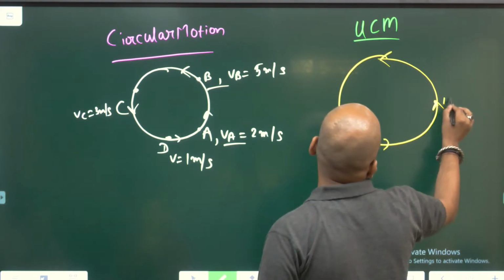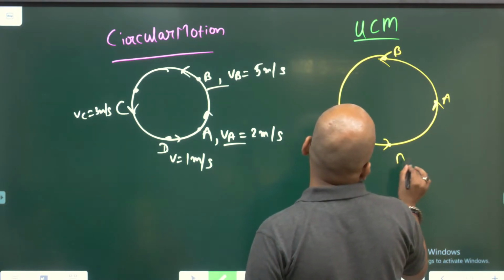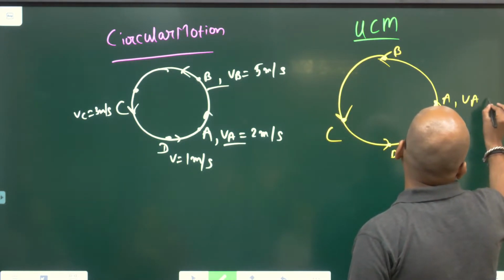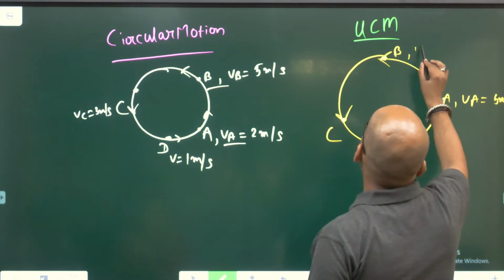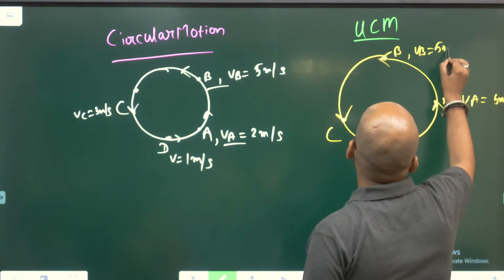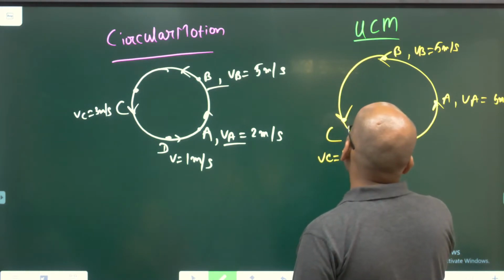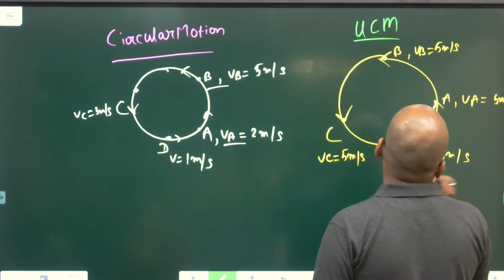Let me call this A, B, C, D. You can make n number of points here. So velocity at A, let's say it is 5 meter per second. The same will be the velocity at B also, 5 meter per second. At C also, it will be 5 meter per second. At D also, it will be 5 meter per second. Getting me?